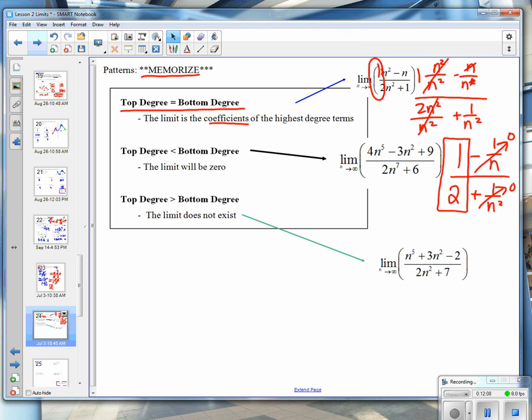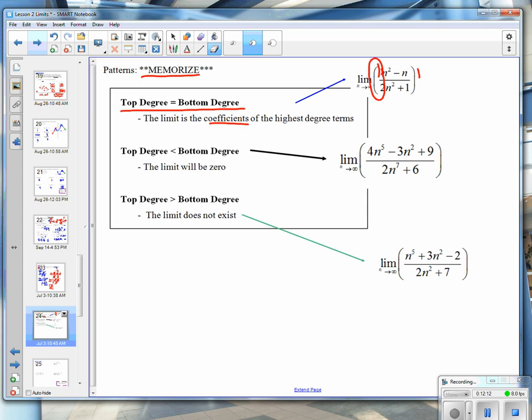The next little shortcut, if the top degree is less than the bottom degree, so the top degree, you can see the highest top degree is less than the bottom degree. Or you could look at that as the highest degree is in your denominator only. Okay, you can also look at it that way. Then your limit is going to be 0. So right away, this shortcut is saying, yep, I know it's going to be 0 because that's in there.